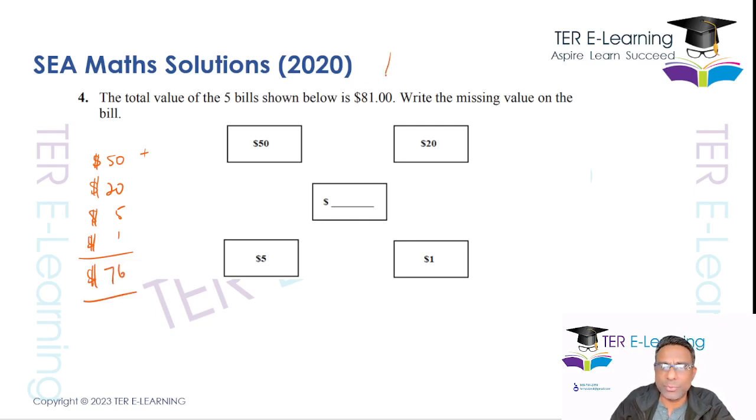And we know that the total amount is $81. So all we need to do is to take 81 and we're going to minus 76. So therefore, if we borrow from here, this becomes 7 and this is 11. So therefore, it's a $5 bill that we're missing here. It's a $5 bill.